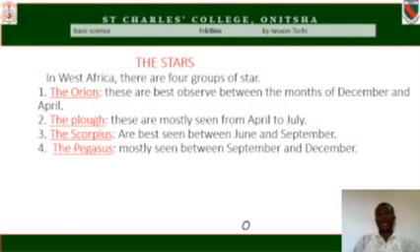In West Africa, there are 4 groups of stars, and they are the Orion, the Plough, the Scorpius, and the Pegasus. The Orion are best observed between the month of December and April. The Plough are mostly seen from April to July. The Scorpius are best seen between June and September. The Pegasus is mostly seen between September and December.